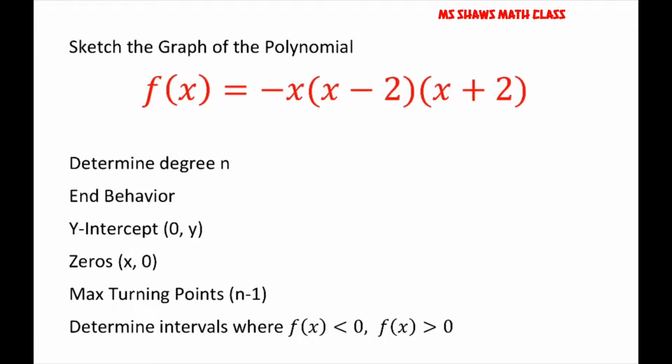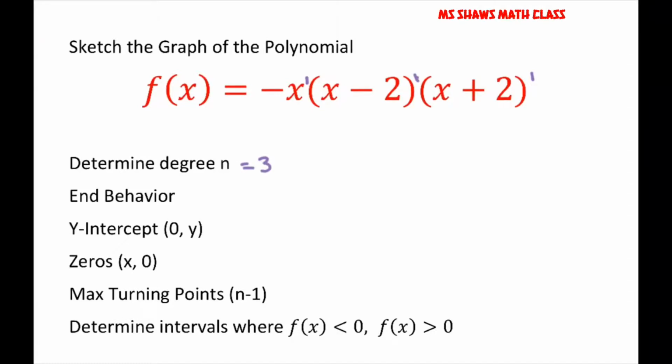Hi everyone, we're going to sketch the graph of this polynomial, and the first thing we're going to do is fill out some information. The degree here, since this is not in standard form, just look at our multiplicities here and add those up. So this is 1, 1, and 1. Just look at your exponents. That adds up to 3.